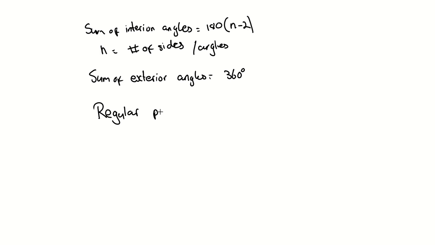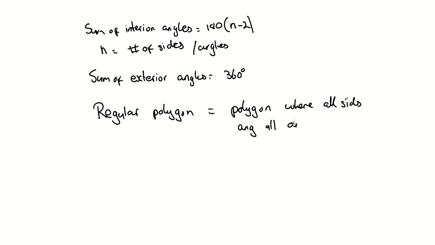Also, if they say regular polygon, a regular polygon is a polygon where all sides and all angles are equal. So when they say regular polygon, it just means a polygon where all sides are equal, hence all angles are equal. What we know is your side corresponds with your angle. The larger your side, the larger the angle. So if all sides are equal, then all angles are also equal.